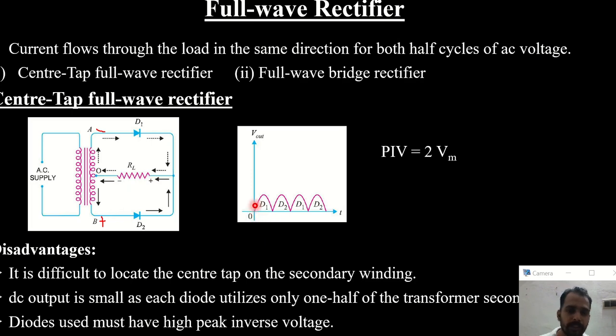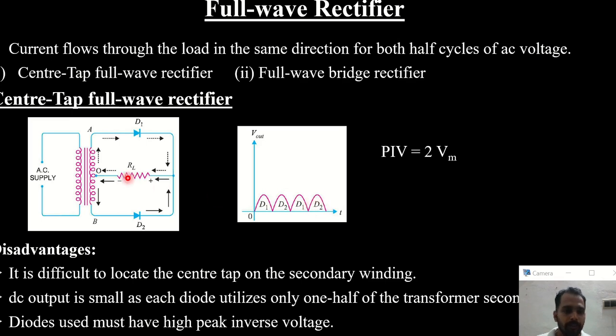So we will get an output voltage like this. During the positive half cycle D1 conducts and the current through the load resistance is in this direction, and during the negative half cycle the current in the load resistance is in the same direction as in the previous case, when D2 conducts. This cycle is repeated again and again, so we have a pulsating DC like this.